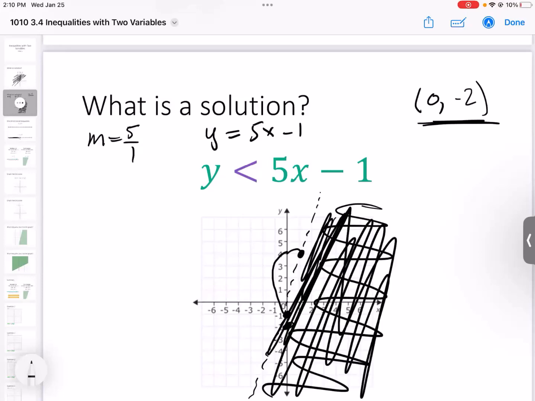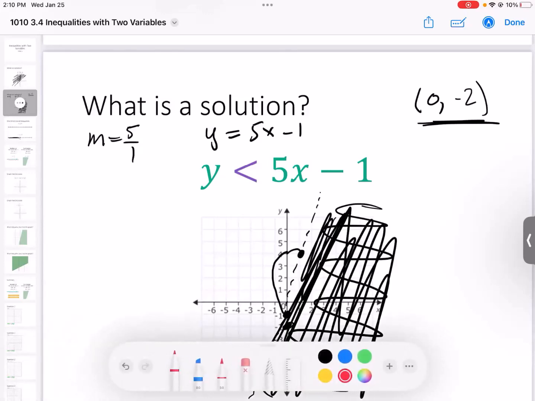So maybe I might have chosen this point. I'll do this in red because we already know it's not a solution. If I had said x is 0, y is 5, and plugged that in, I would get 5 is less than 5 times 0 minus 1, which is 0 minus 1, which is -1. Well, 5 is not less than -1. That's a false statement. And so that would tell me I don't shade that side of the line.